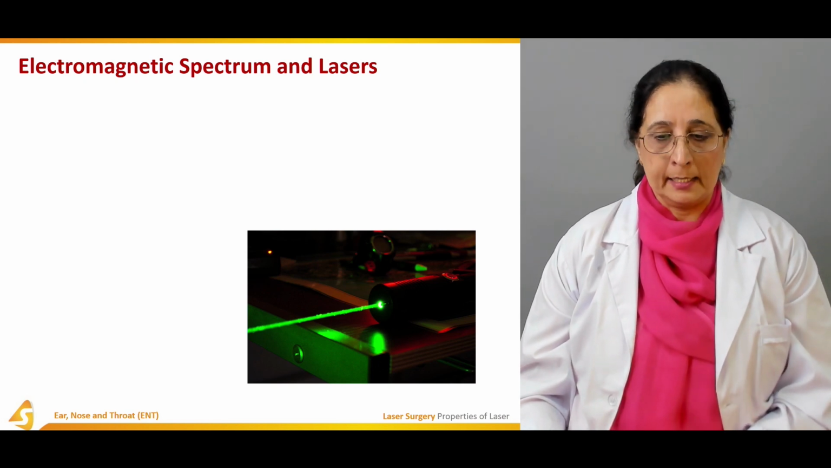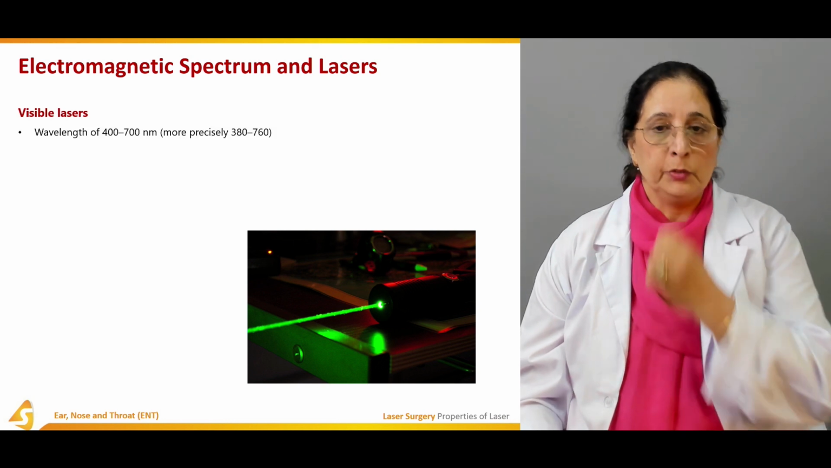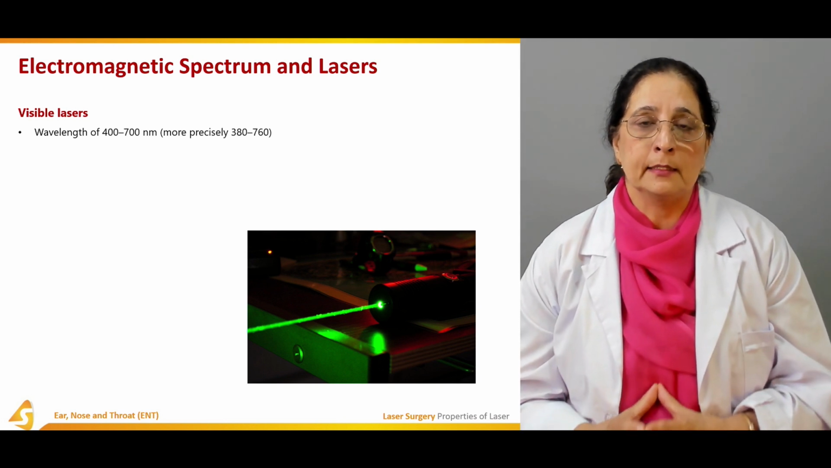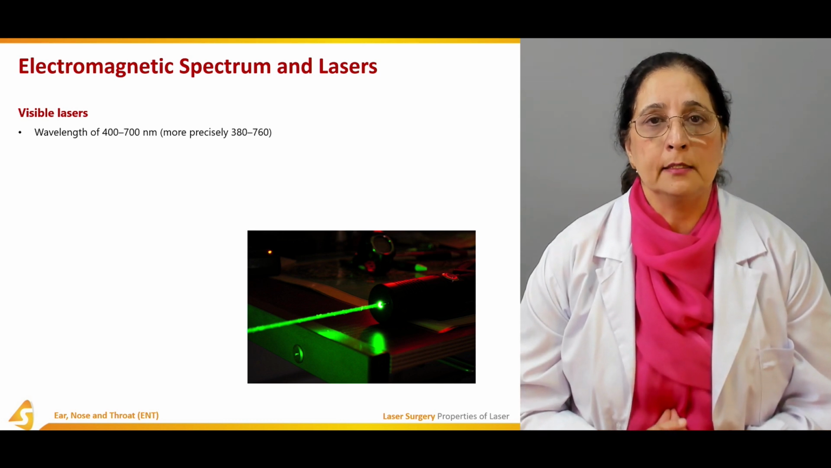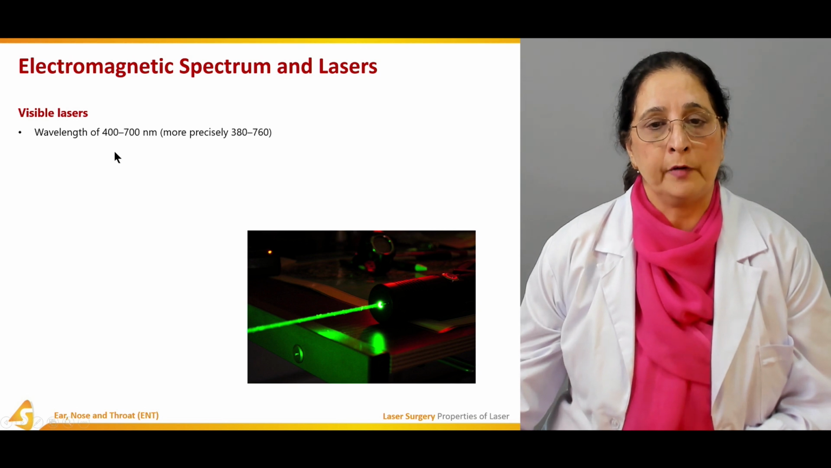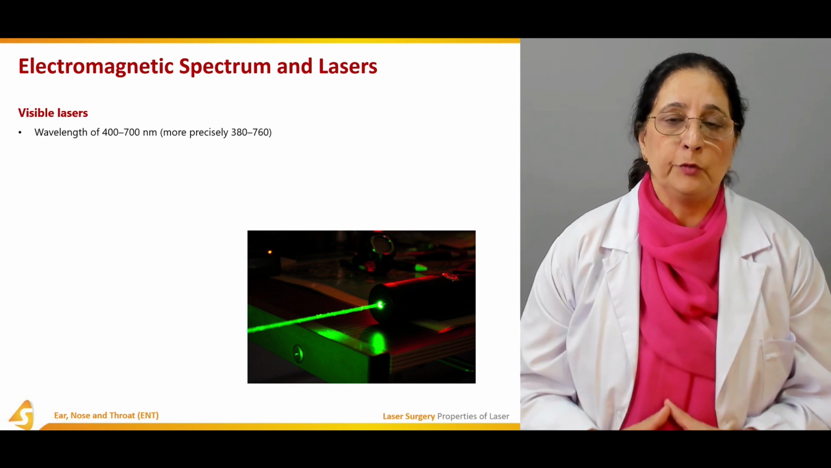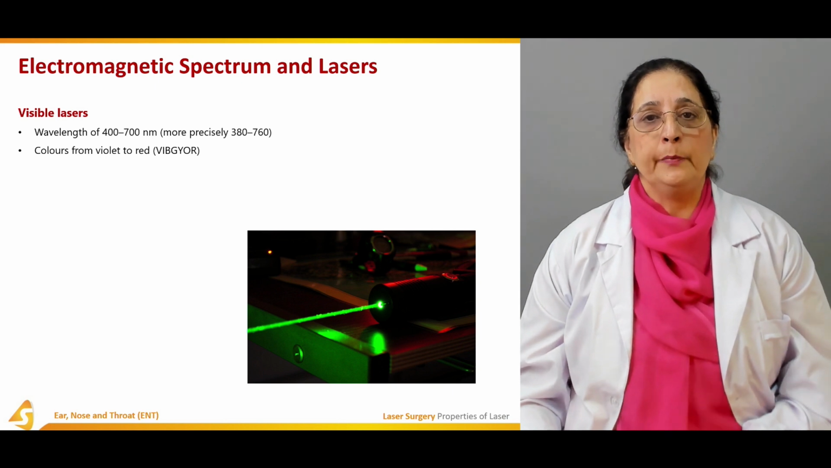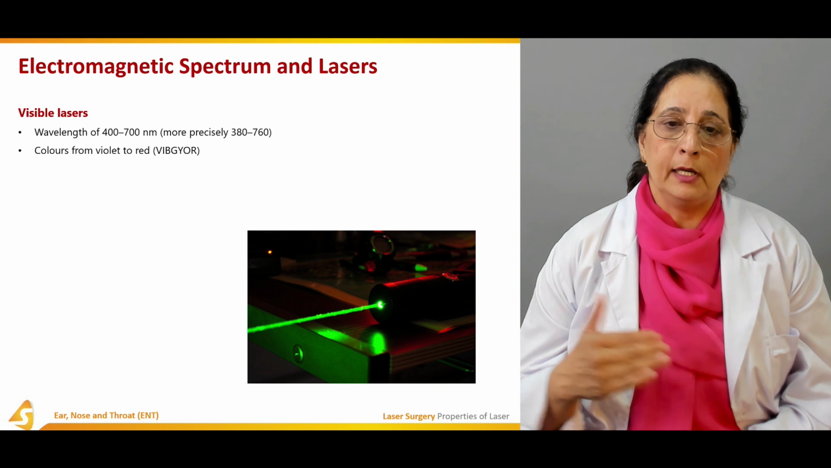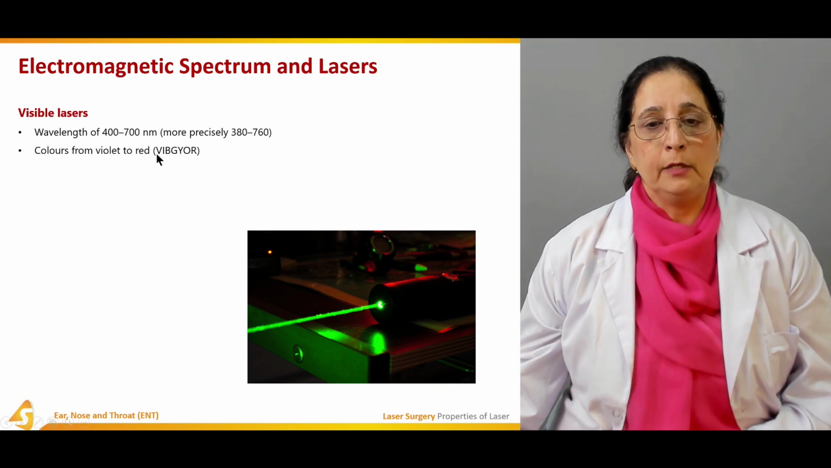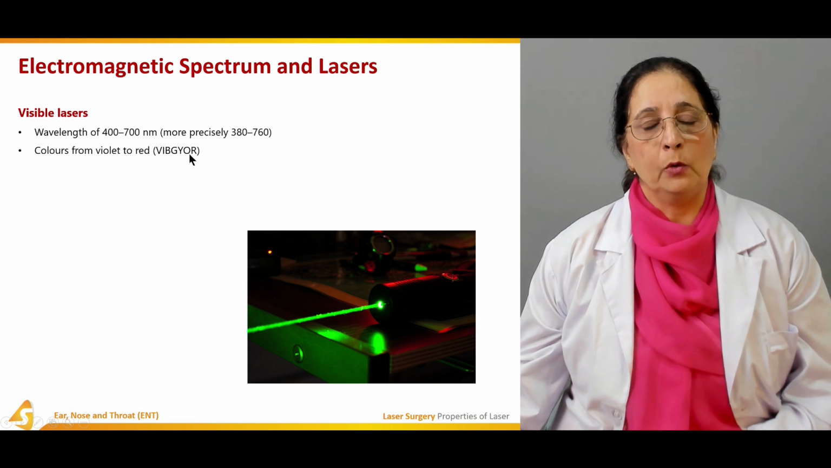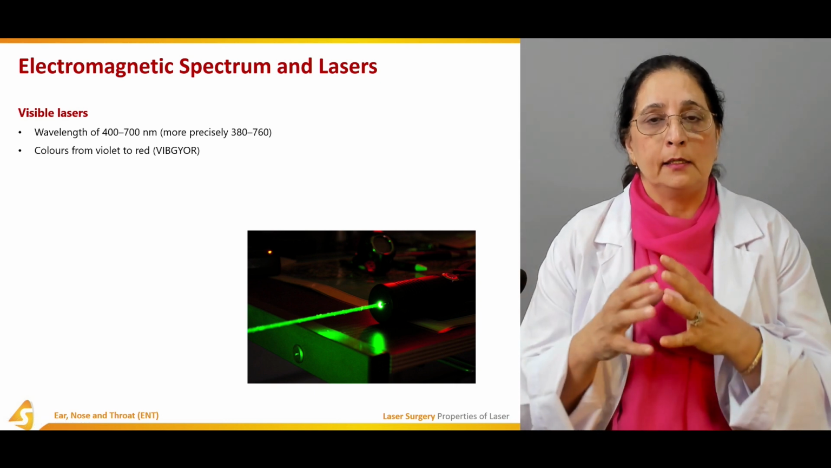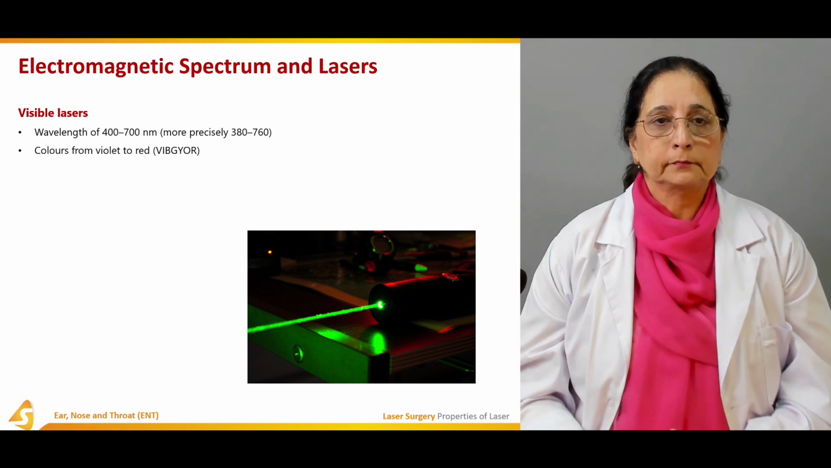Electromagnetic spectrum and lasers. Usually the laser beam is divided into visible and invisible lasers. The visible lasers are between the wavelength of 400 to 700, more precisely between 380 to 760. The color of these visible lasers is between violet and red, VIBGYOR, which is violet, indigo, blue, green, yellow, orange, and red. So one extreme is the violet, the other extreme is the red. All other colors fall in between these ranges.